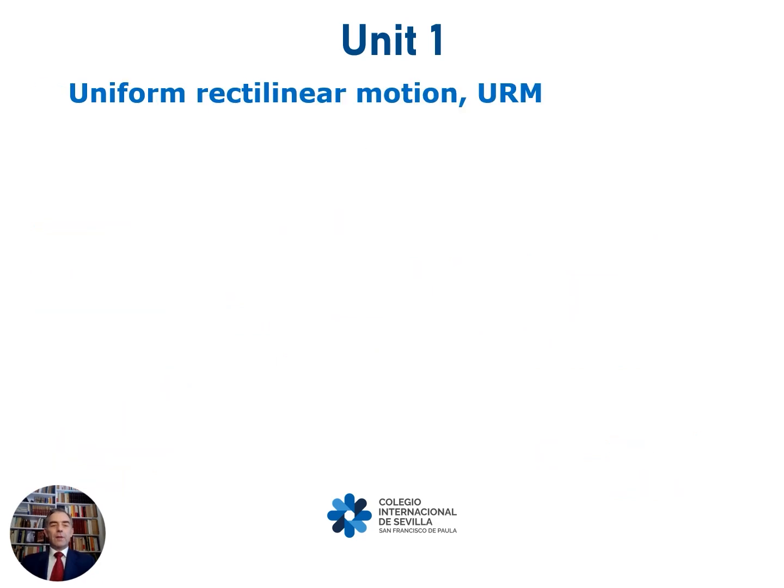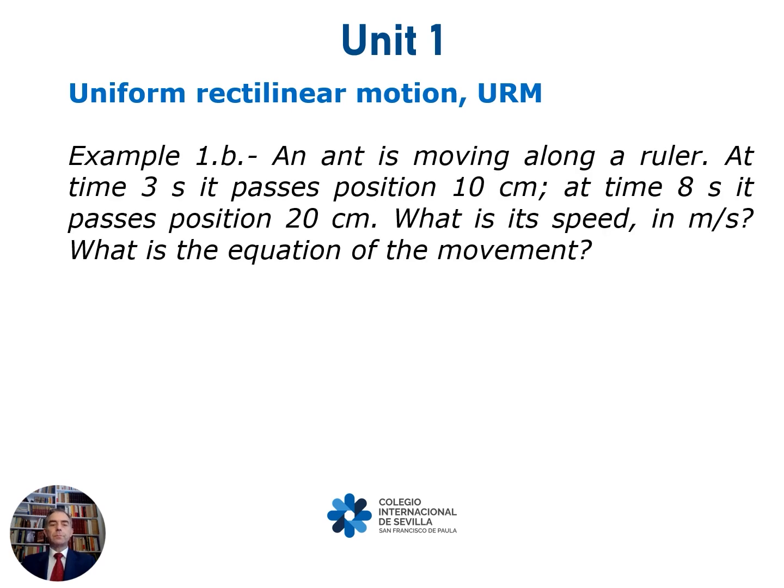Let's now see an example of uniform rectilinear motion, URM. Our example is going to be an ant moving along a ruler. We assume that the ant is moving uniformly along that ruler. At time 3 seconds, it passes position 10 centimeters on the ruler, goes on walking, and at time 8 seconds, it passes position 20 centimeters. And we are asked to calculate the speed in meters per second and also the equation of the movement.